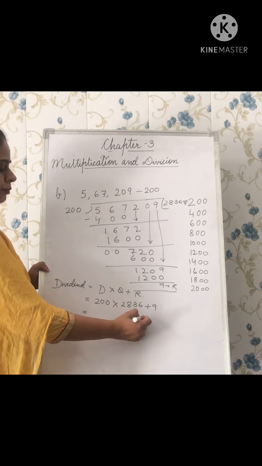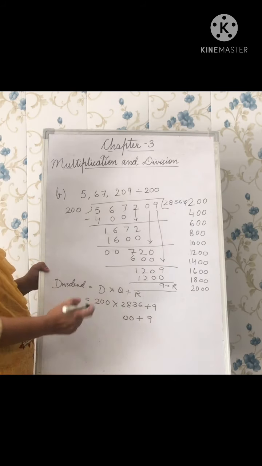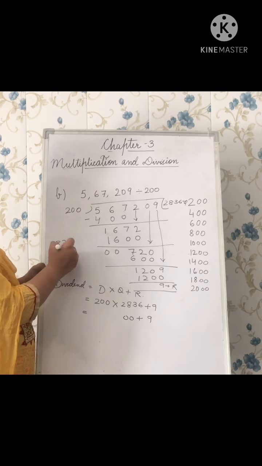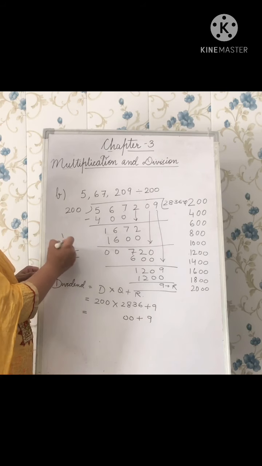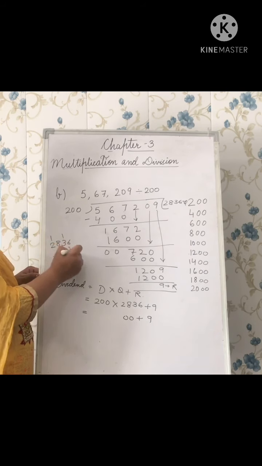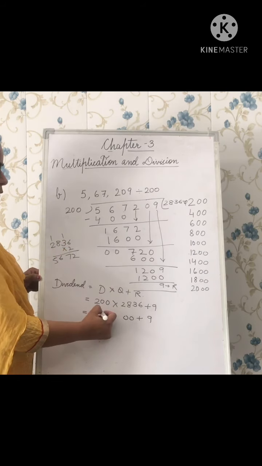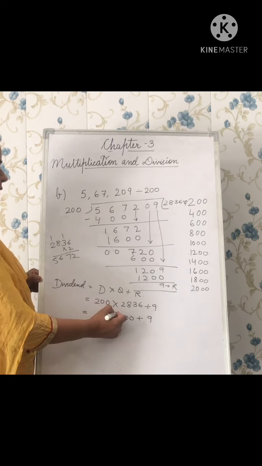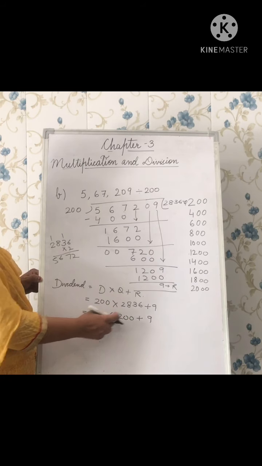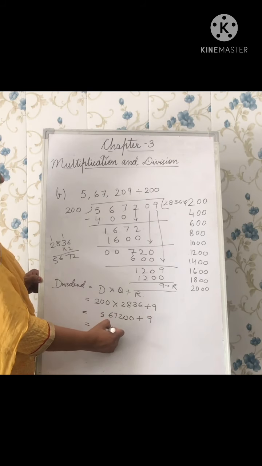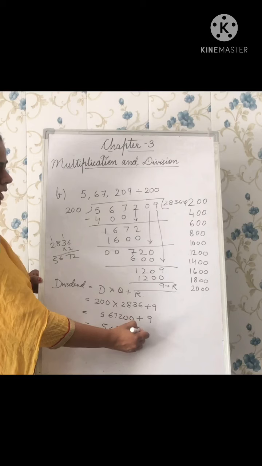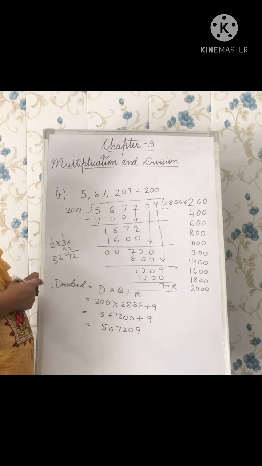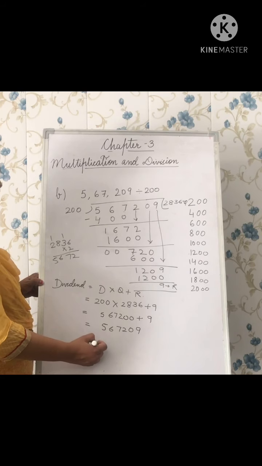How we will write it: 2836 multiplied by 2, 6 twos are 12, 6, 7, 16, 5, 6, 7, 2. Then you can plus it, 567209, and this is our dividend. As you can see here 567209, it means our answer is correct.